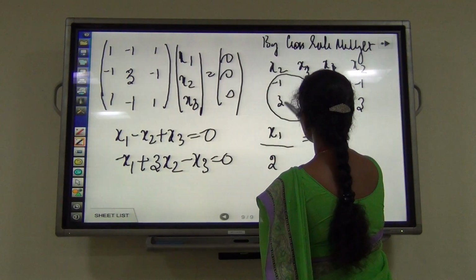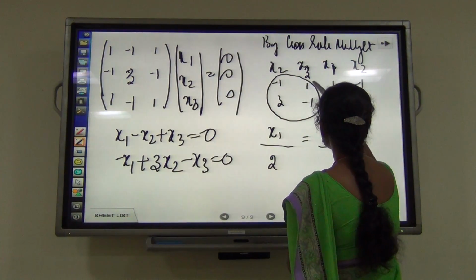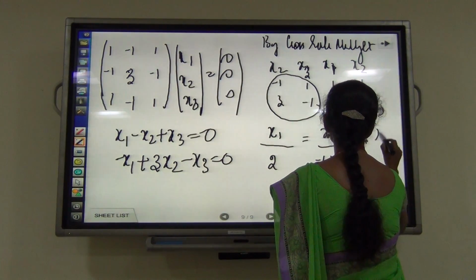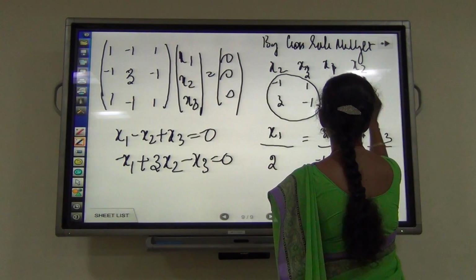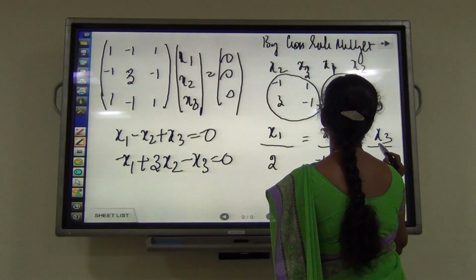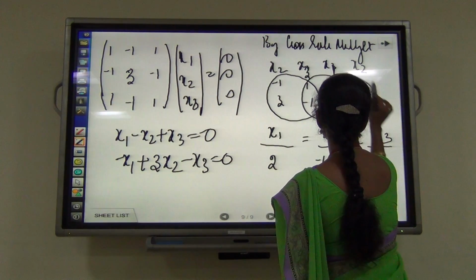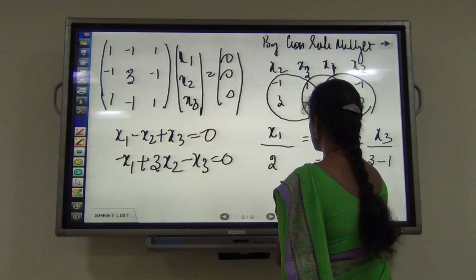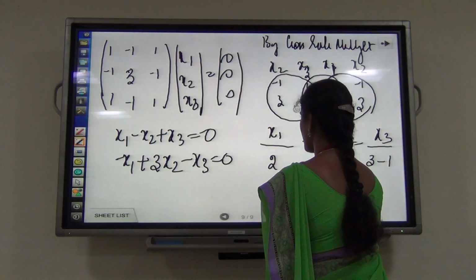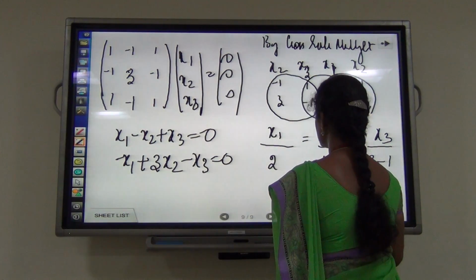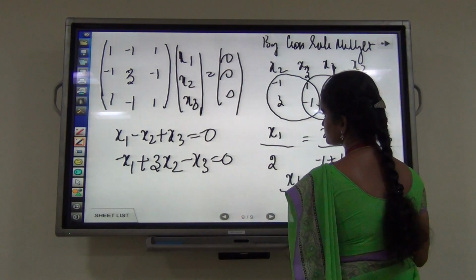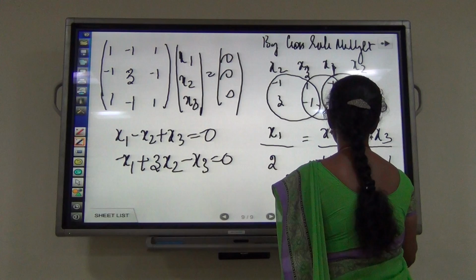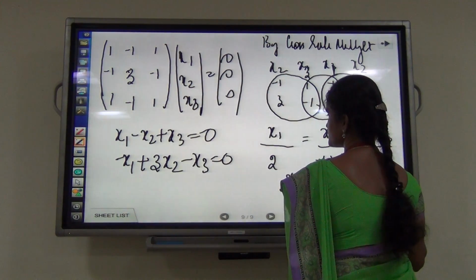Here it is 1 minus 3, it is going to be 2. Getting over this, it is minus 1 plus 1. It's going to be 0. x3 by getting the determinant of this, the last circle, it is 3 minus 1, it's 2. So x1 by 2 is equal to x2 by 0, x3 by 2.